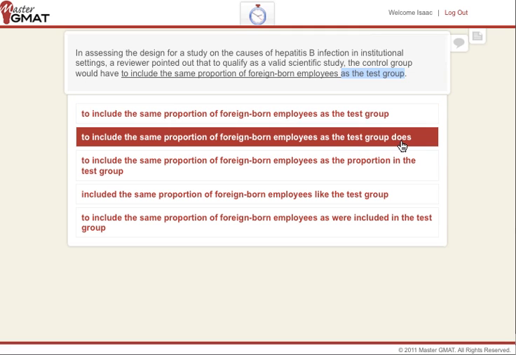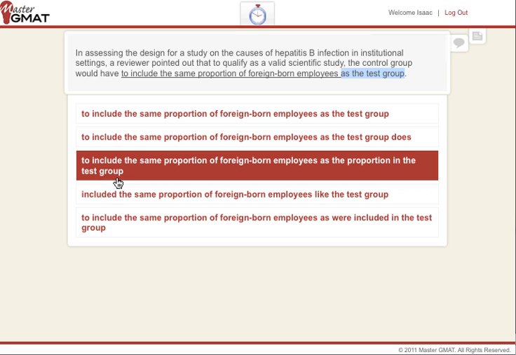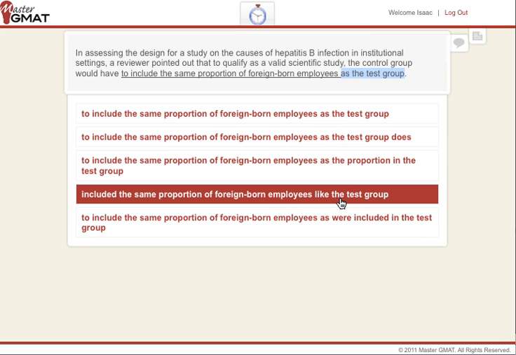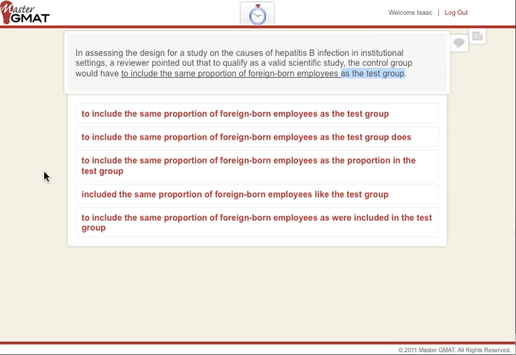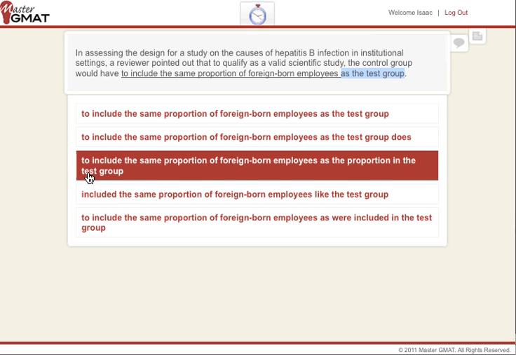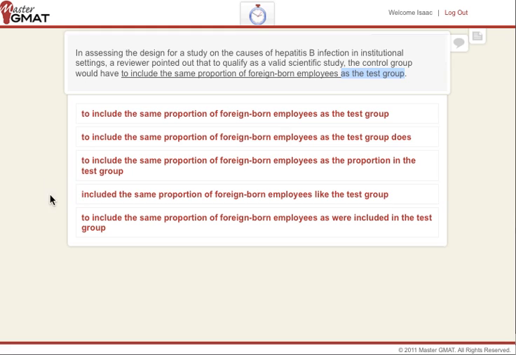B puts a little verb in the as portion. We keep it. C, as the proportion in the test group, is also missing a verb. We can get rid of that. In D, like the test group. Pay attention. Now they're using like, and like basically compares nouns. Since it's comparing a noun, that's okay for now. Let's keep it. In E, as were included in the test group. As does contain a verb, therefore we keep that as well. So what are we left with over here? We've gotten rid of A, we've gotten rid of C, we're left with B, D, and E.